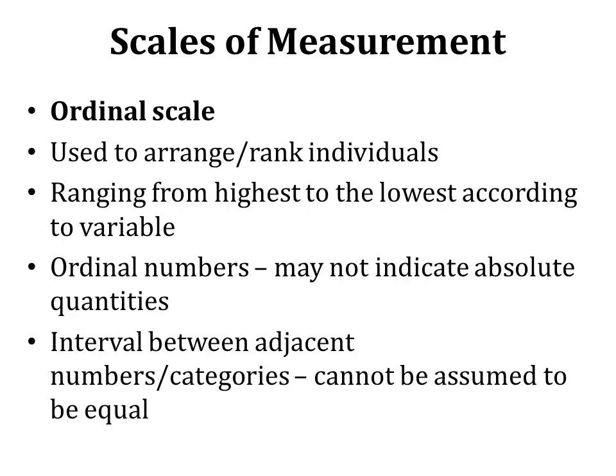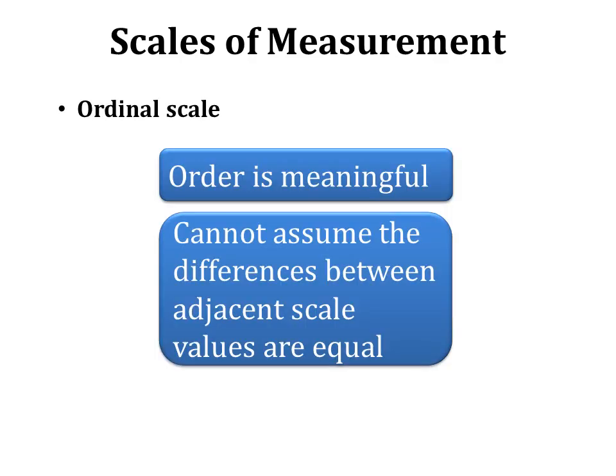So the ordinal scale is used to rank or arrange individuals, from highest to lowest or from lowest to highest according to the variable. And these numbers may not indicate absolute quantities. Also, the interval between adjacent numbers or categories cannot be assumed to be equal. So in an ordinal scale, the order of the categories is meaningful, but the difference between the different classes or categories is not supposed to be equal. So that can be variable.